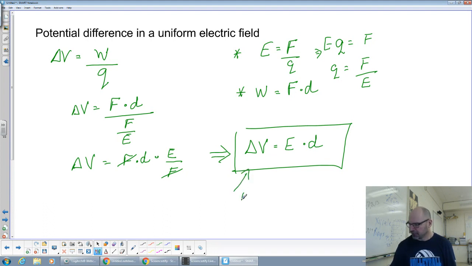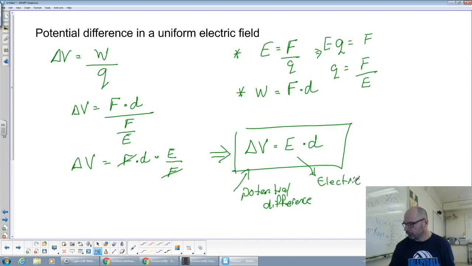This is our potential difference. Okay, this is our electric field. And this is the distance that the charge is moved in the electric field.